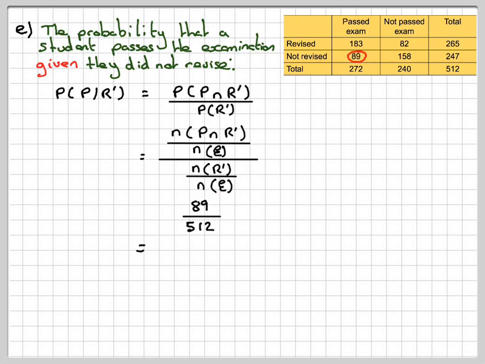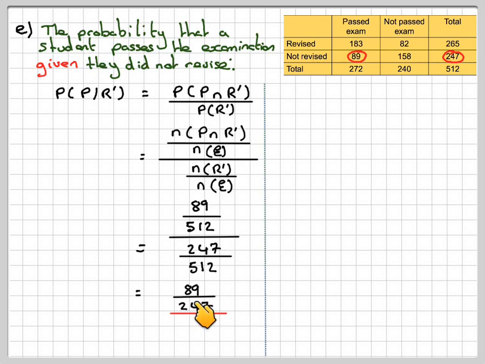So that's going to be 89. These did not revise but passed. That's 89 out of 512 divided by 247 out of 512. The 512 cancel out, we get 89 out of 247. So again, you could have got the answer by taking that one and dividing it by this one. This just shows how the formulae work.